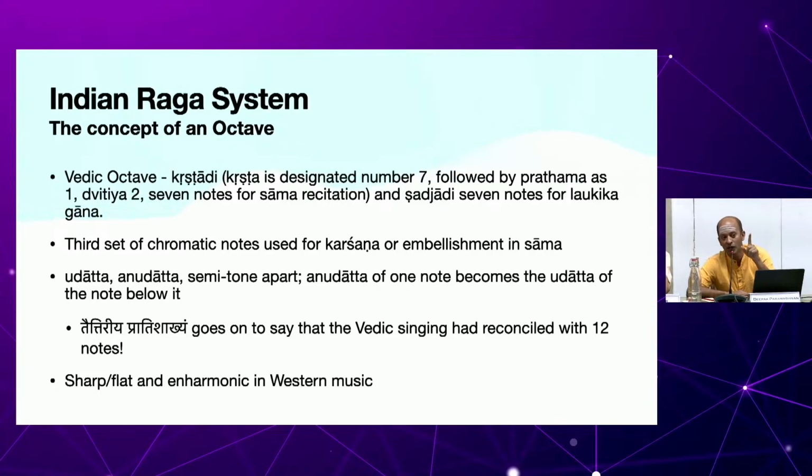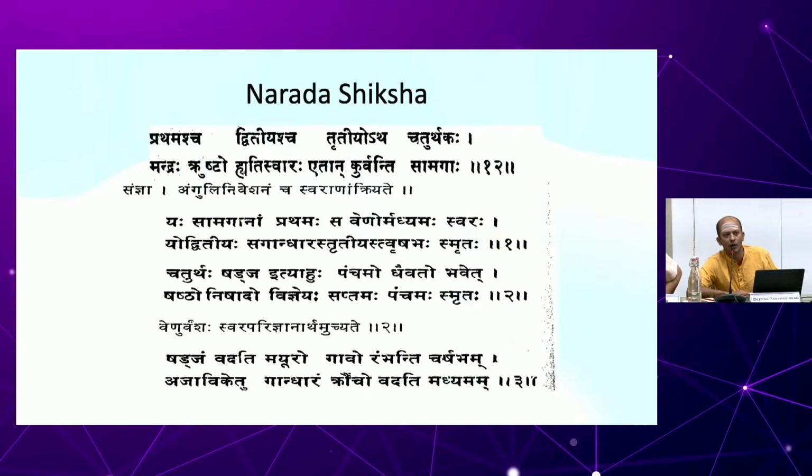But Taittiriya Pratishakya makes a very important observation that Vedic singers decided we really don't want these 22 Shrutis. We are happy with 12, which is exactly what we have in Western music, the sharp and the flat and the enharmonic. For example, Re1, if you consider that as the main note, that will become Sa, and Re2 will become Re1, and the Sa will become Ni2. I'll just show you how it happens.